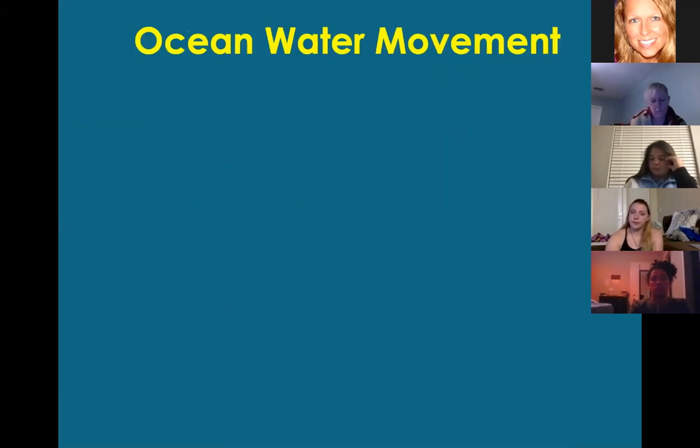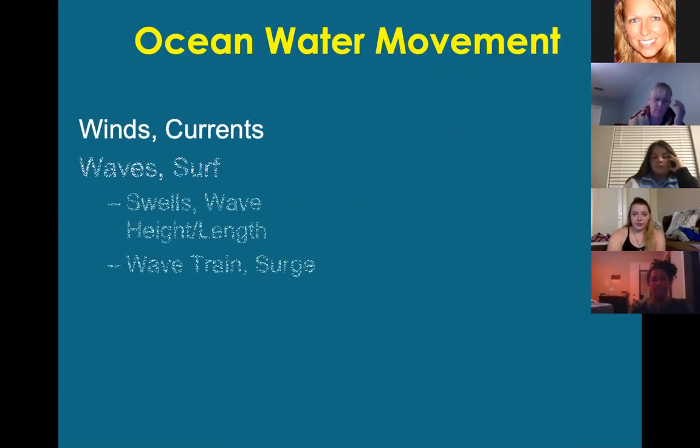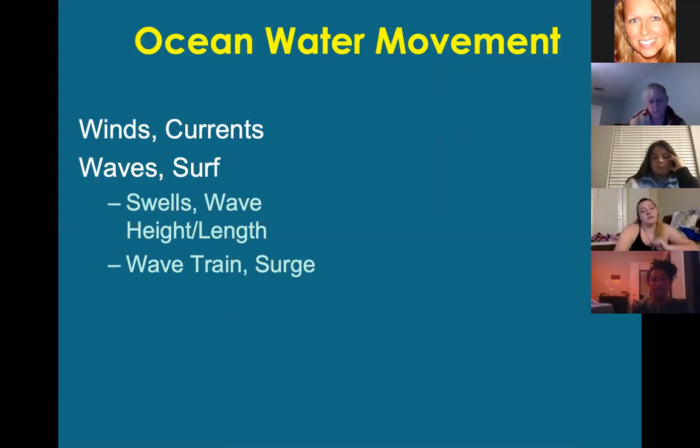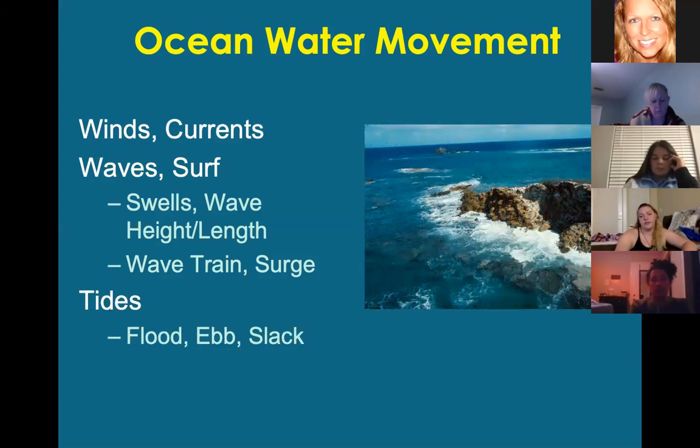So let's talk a little bit about ocean water movement. Winds and currents can affect the ocean water movement. So waves and surf, you'll have things like swells, wave height and length, wave train, and the surge. And we'll go over these, but tides, you've got a flood tide, an ebb tide, and a slack tide. So with waves, the swells are going to be the actual waves.